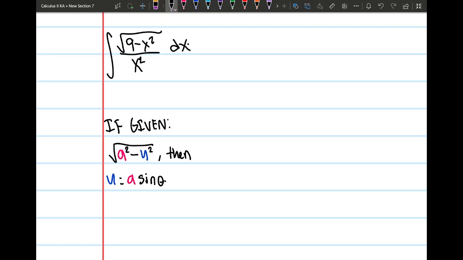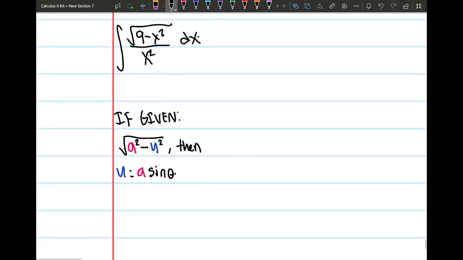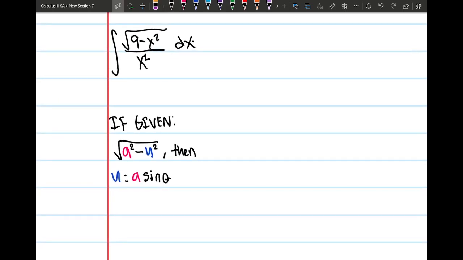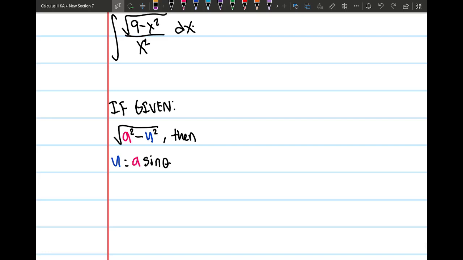And before I actually substitute everything in, I also want to say that du, the derivative of u, is going to be equal to a cosine theta d theta.